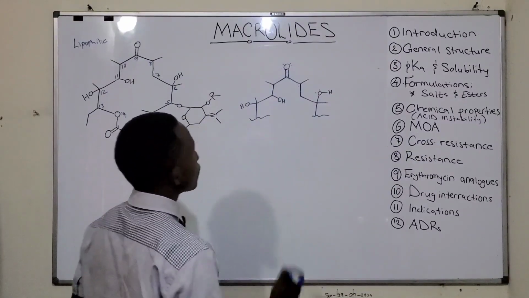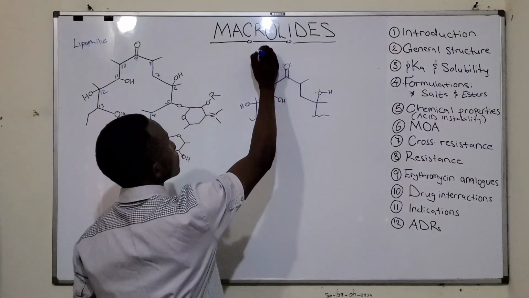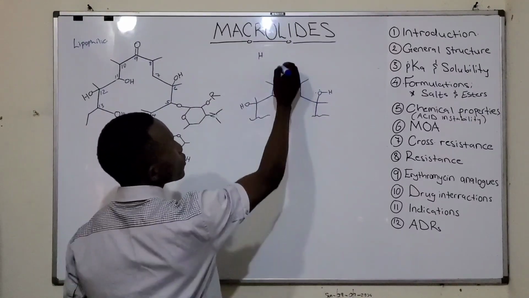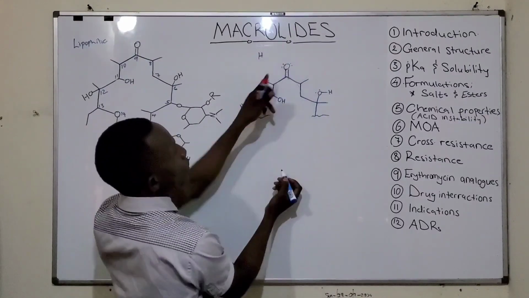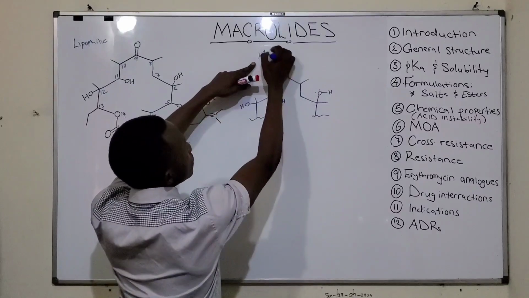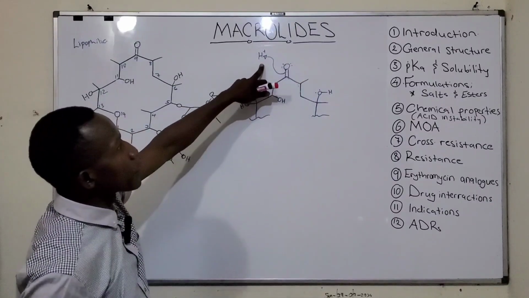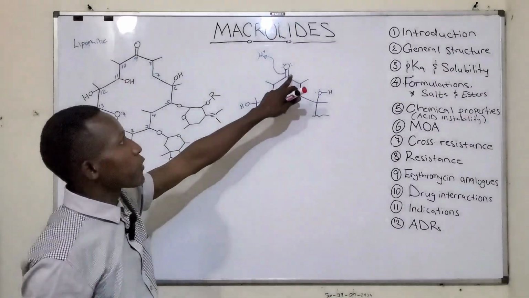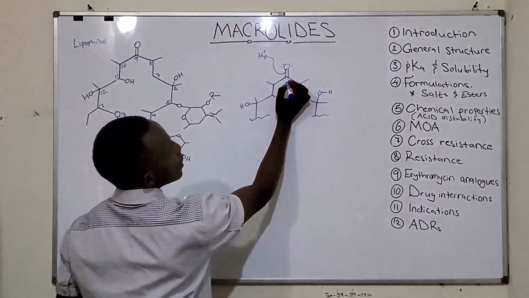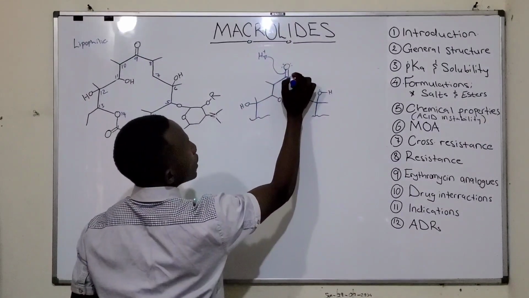In the presence of an acid, for example, in the stomach, this oxygen will attack the proton. It uses the electrons from one of the bonds, meaning that this carbon will stay unstable.